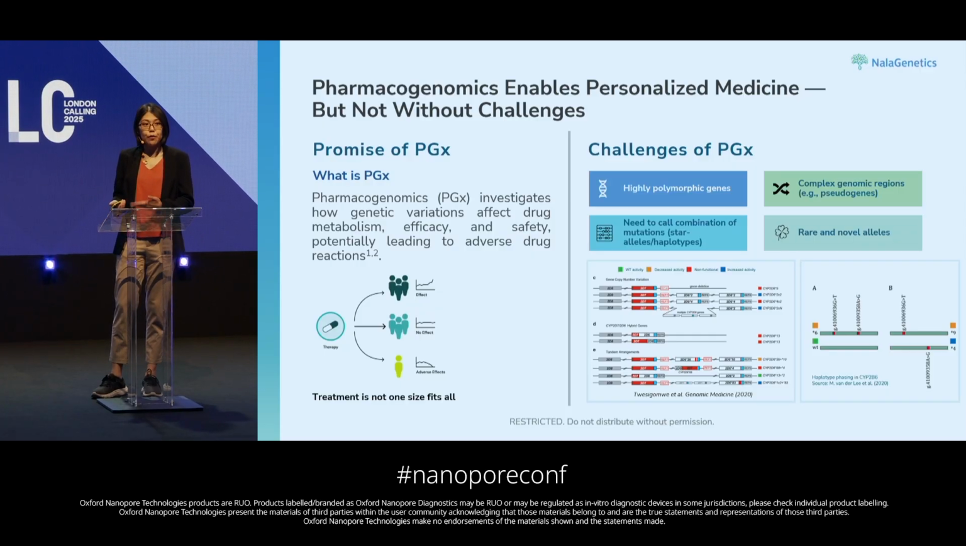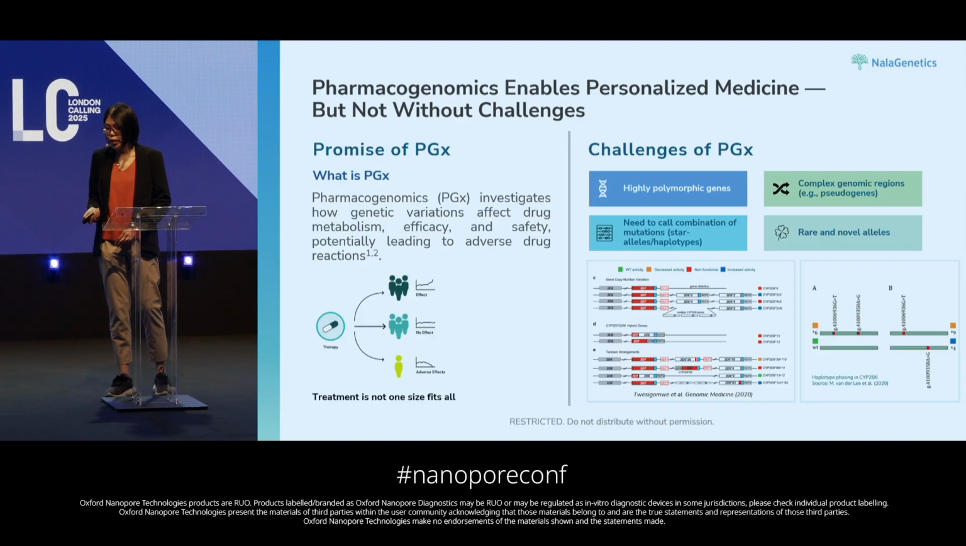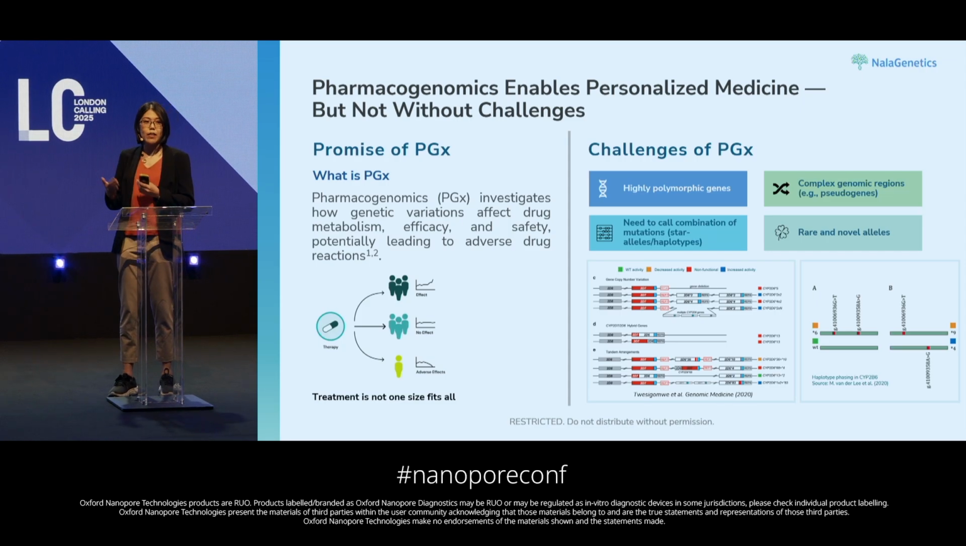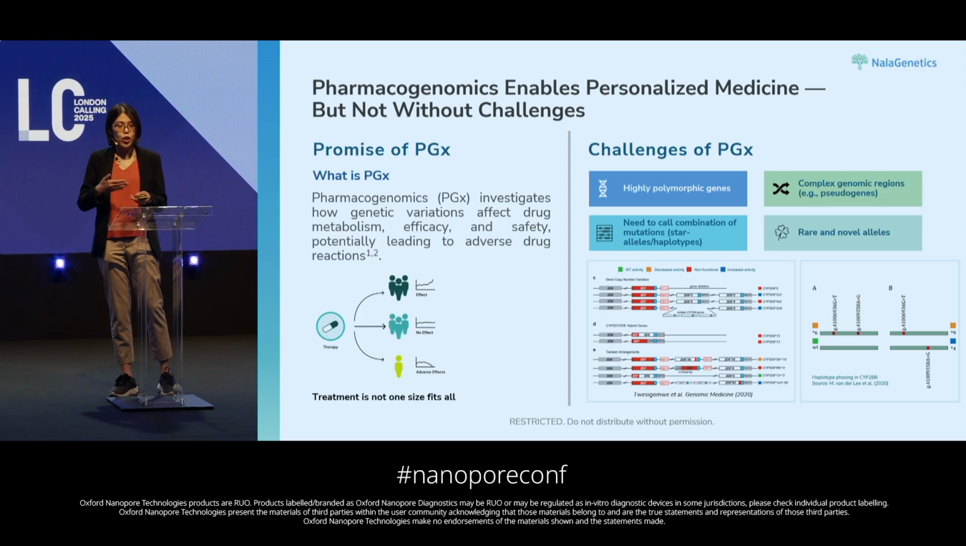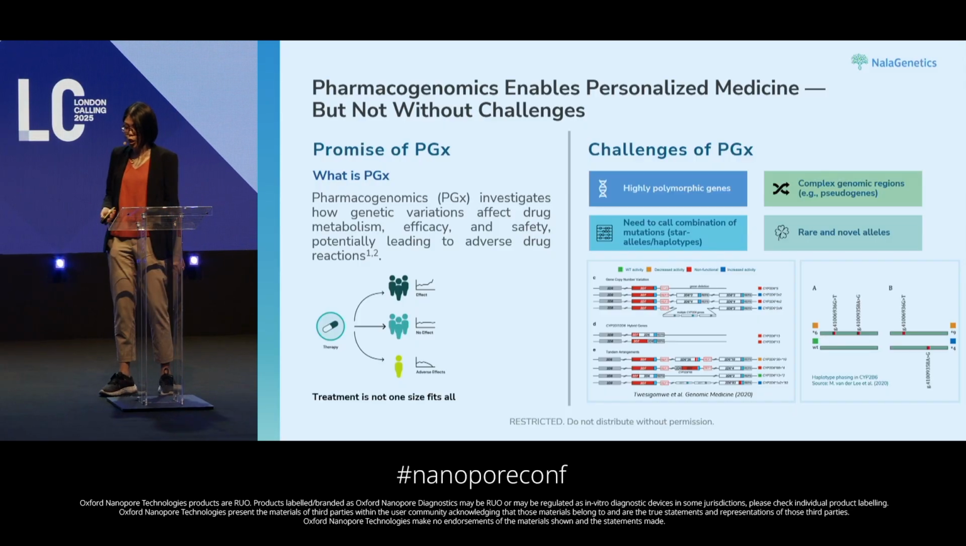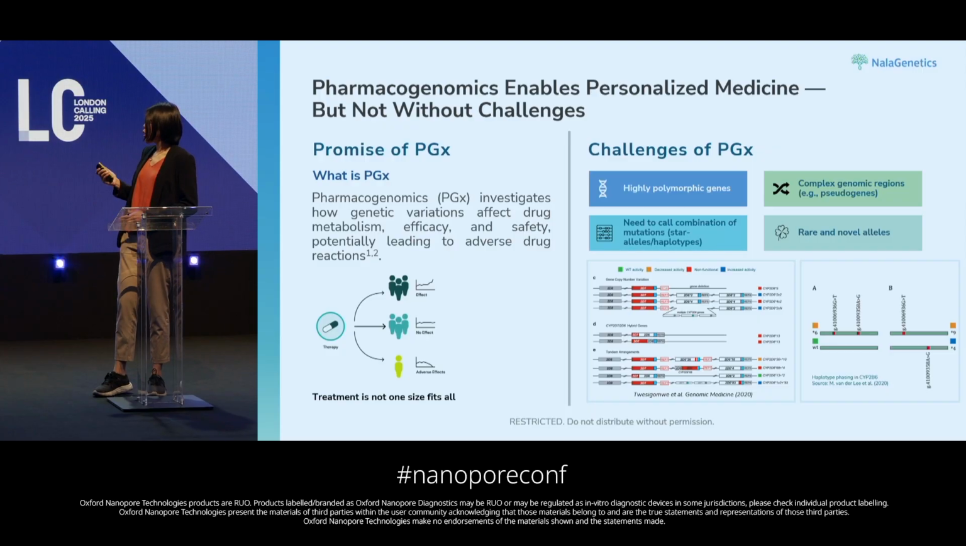Some of the challenges that still face this field is that some PGX genes are highly polymorphic. They are found in complex genomic regions, so they're found close to pseudogenes, which means there's a lot of structural variations, duplications, deletions, as well as hybrid formation. And also, there are rare and novel alleles present in the population, as well as, importantly, the need to call combinations of alleles or star alleles or haplotypes rather than just single variations themselves.